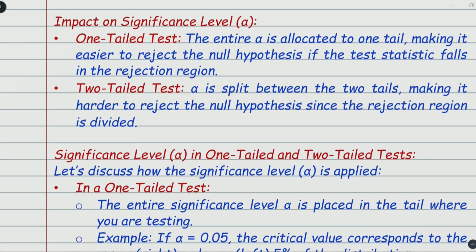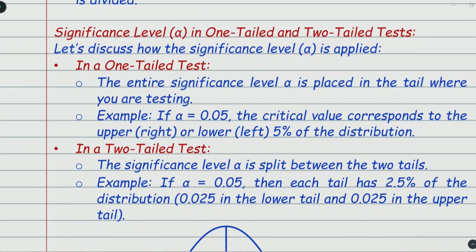In examples ahead, we will continue to observe lots of examples for one-tailed and two-tailed tests, and I'll show you why in case of a two-tailed test things become difficult for the rejection of the null hypothesis. Significance level, that is alpha, in one-tailed and two-tailed test. Let's discuss how significance level alpha is applied.